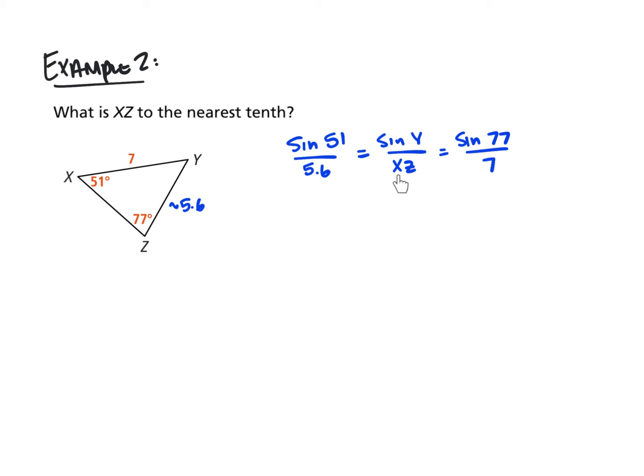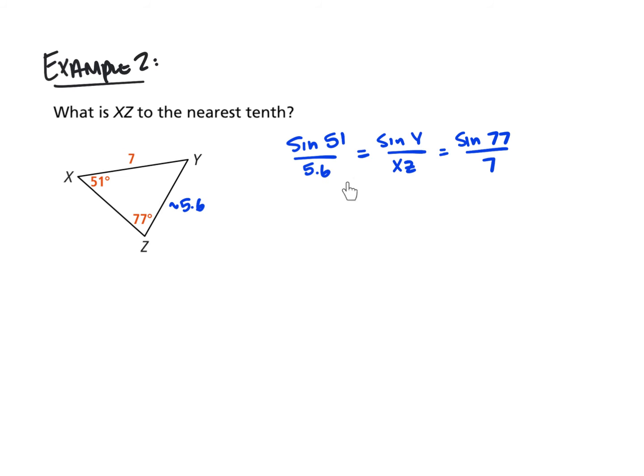And initially it seems like I have a problem, because if I want to find the length of XZ, it means I want to use this middle ratio, but I have unknowns in both the numerator and the denominator. It doesn't matter if I pick these two ratios to make a proportion, or if I pick these two to make a proportion. Either way I go, it seems like I'm going to have two unknowns.